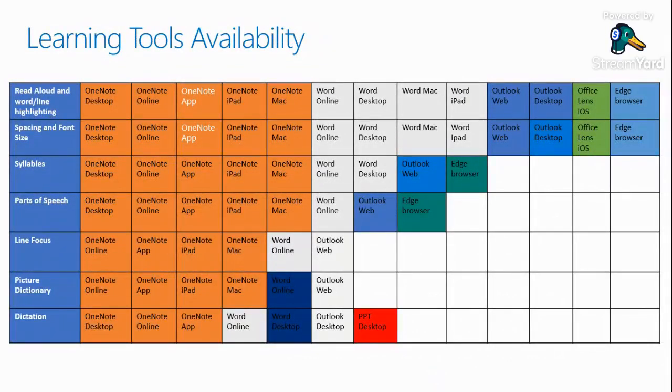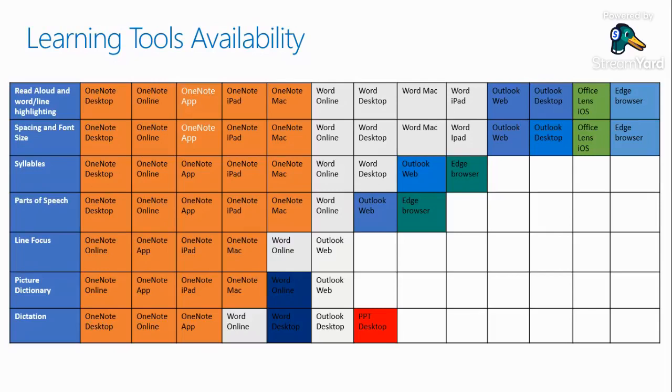So these learning tools are available across many of the Microsoft tools and across platforms. So students have options to use the additional support across this whole range of Microsoft tools with more coming soon. So read aloud and word or line highlighting, you can use it on the following Microsoft tools, whether it's OneNote online or desktop, OneNote app or OneNote iPad, OneNote Mac, whether it's Word Online, Desktop, Word Mac, Word iPad, Outlook Web, Outlook Desktop, Office Lens iOS, and Edge browser.